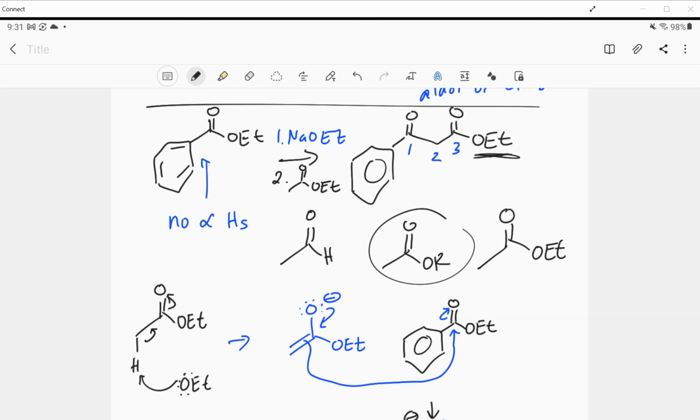Okay. So, any questions on that one? Yeah. I have a question. So since we know this was a mixed Claisen, we don't use the KH or LDA?